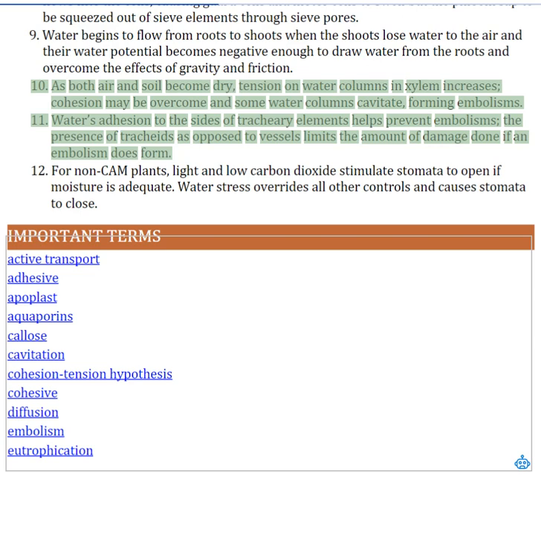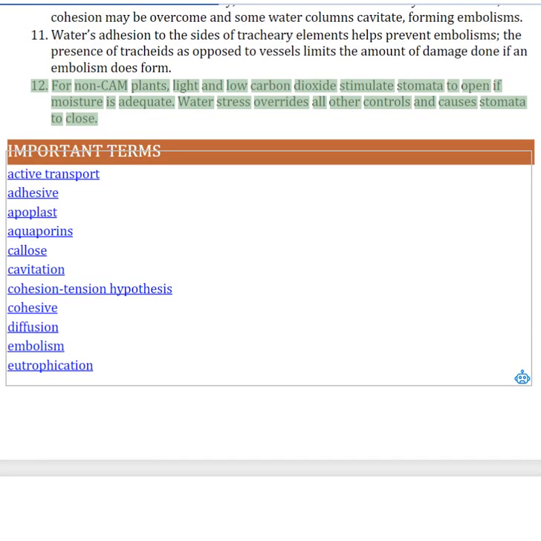11. Water's adhesion to the sides of tracheary elements helps prevent embolisms. The presence of tracheids as opposed to vessels limits the amount of damage done if an embolism does form. 12. For non-CAM plants, light and low carbon dioxide stimulate stomata to open if moisture is adequate. Water stress overrides all other controls and causes stomata to close.